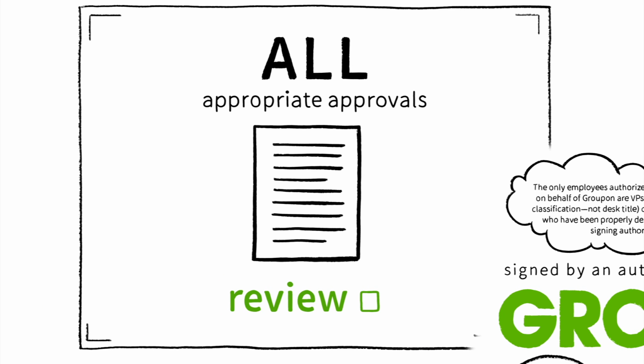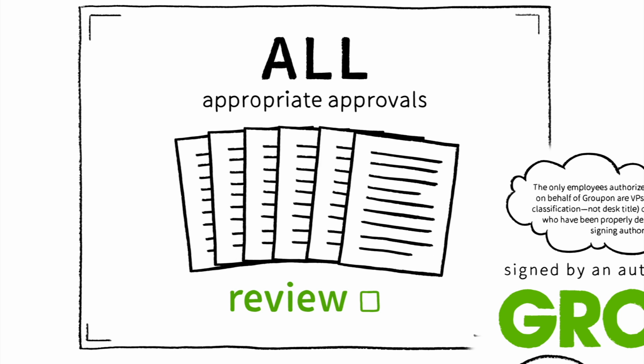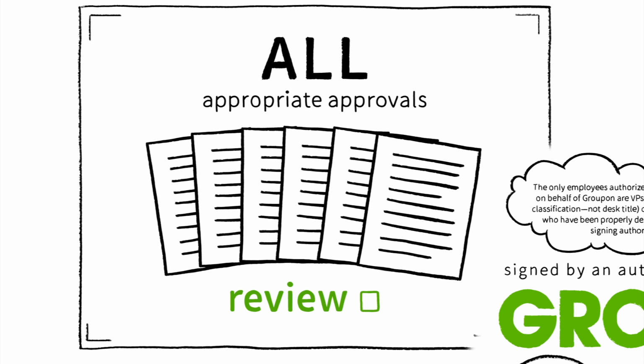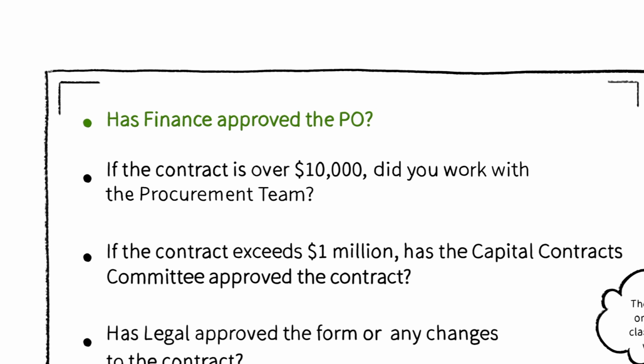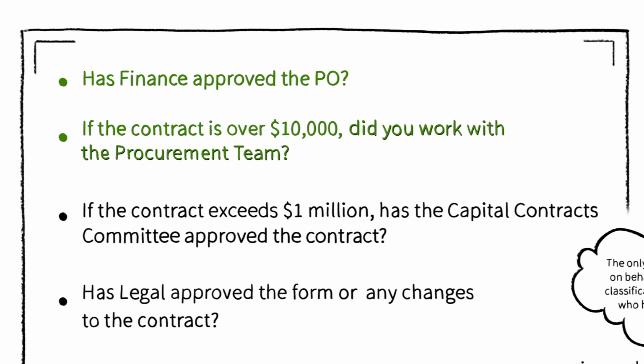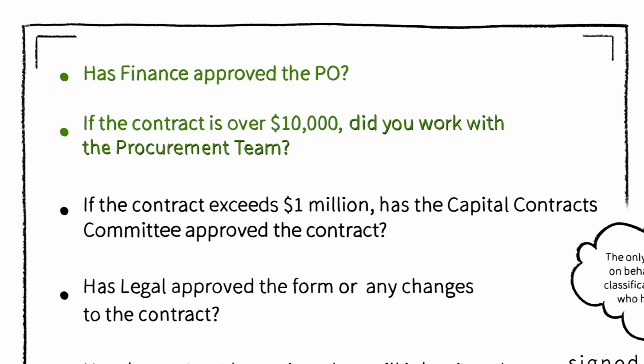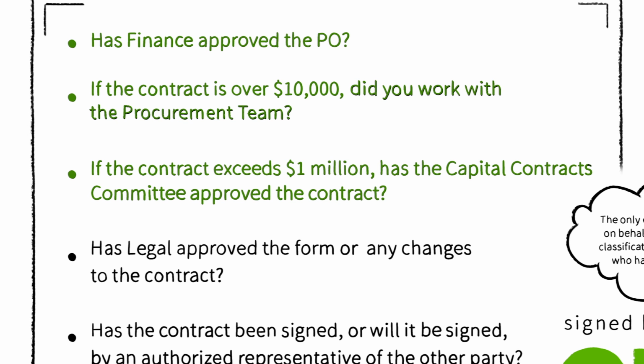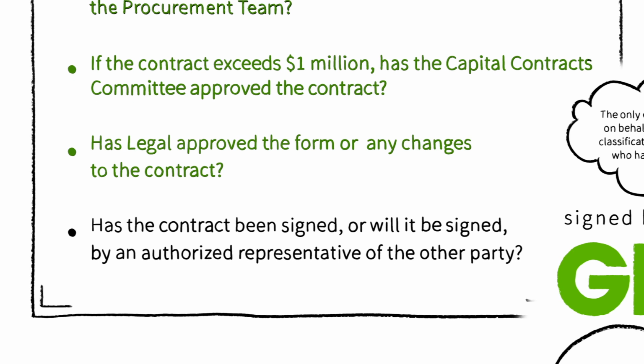Before an authorized signatory may sign a contract, it is their obligation and responsibility to ensure all appropriate approvals are in place and all necessary reviews have occurred. Included in this checklist are the following items. Has finance approved the PO? If the contract is over $10,000, did you work with the procurement team? If the contract exceeds $1 million, has the Capital Contracts Committee approved the contract? Has legal approved the form or any changes to the contract? Has the contract been signed, or will it be signed, by an authorized representative of the other party?